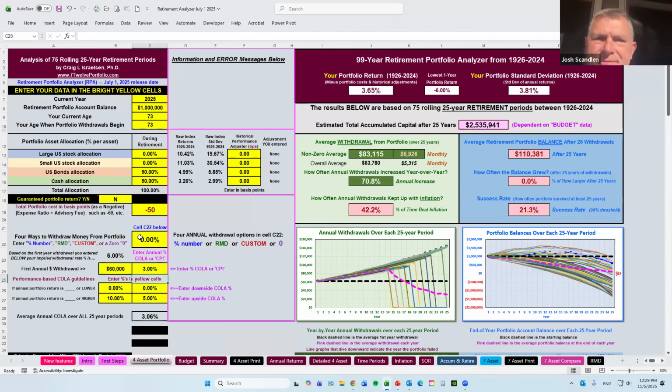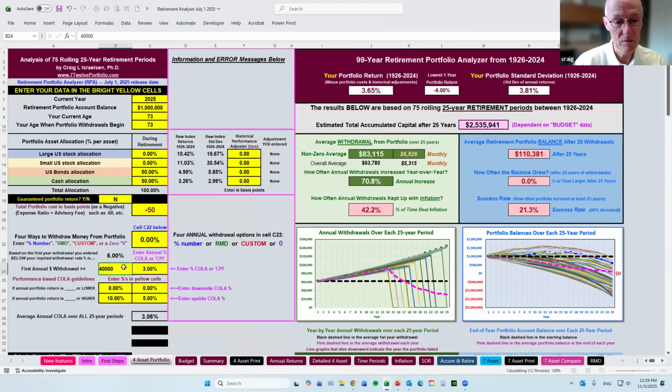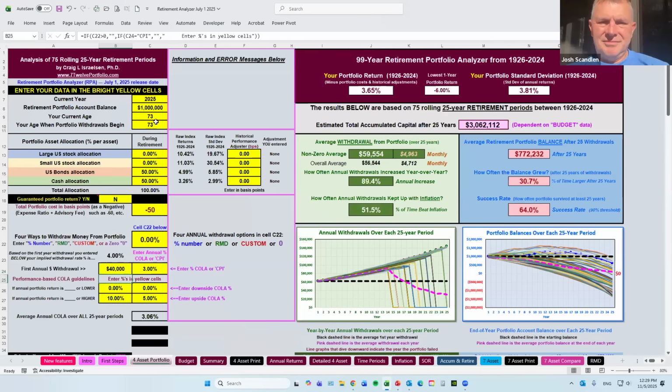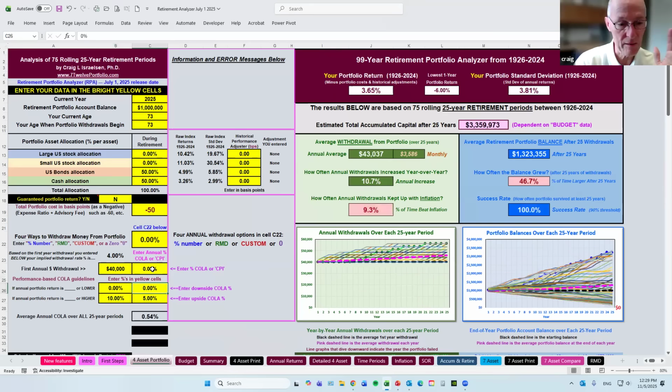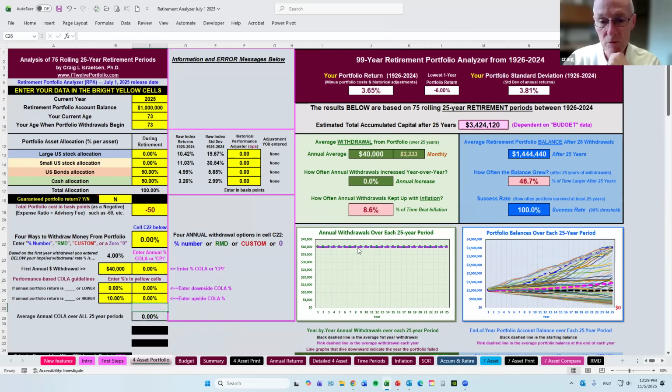That's pretty interesting. Yeah. So with a $1 million portfolio, let's say that I want 40,000, because that represents 4% of $1 million. Okay, and let's say I don't even want a COLA. So I'm going to set these COLA figures to 0. All right, so the annual withdrawals, this graph becomes super boring because it's just 40,000 every year. And let's look at our metrics. How often did the withdrawals increase? Well, they never did. How often did they keep up with inflation? Less than 10% of the time.